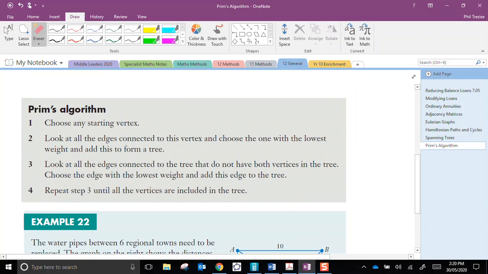We choose any vertex to start with. Well, if they all have to be included, that makes sense. It doesn't matter which one you start from. We look at the edges connected to that vertex and we choose the one with the lowest weight, the lowest number.